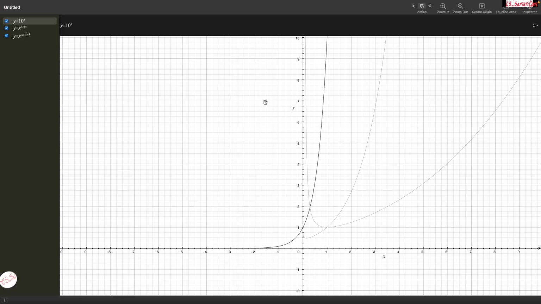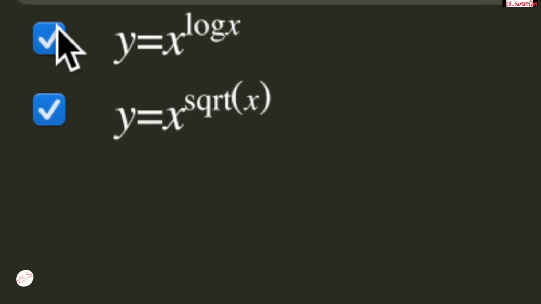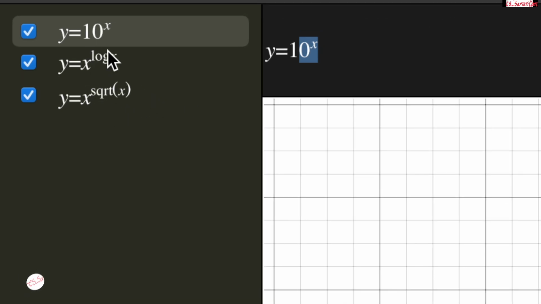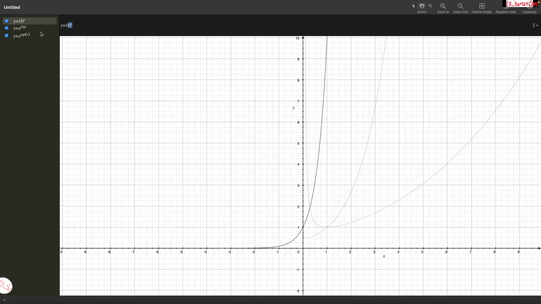Okay, so this is a software based demonstration of these 3 functions that were present to us previously, right? y is equal to 10^n, where n over here I have to take as x, because the software recognizes x only, not n, right? So 10^x, y is equal to x^(log n), y is equal to x^(square root of x). So these 3 expressions are present over here. We can directly use software to identify the order in which they grow, right?